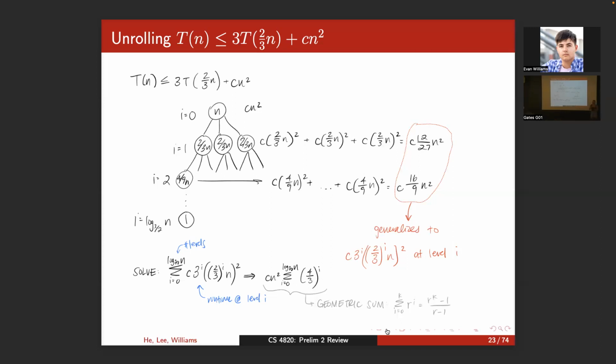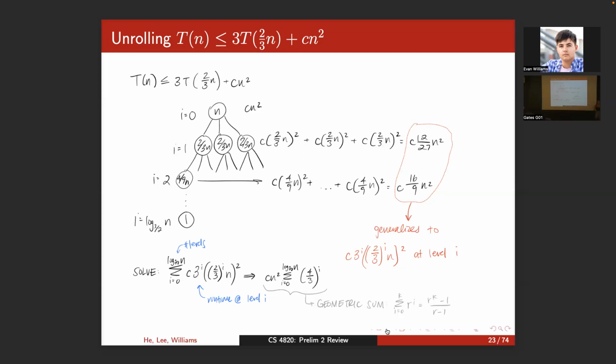And then the next step is going to be finding out the runtime at each level. So at the first level, it's just going to be c of n squared. The second level, we're cutting it down into smaller subproblems. So it's going to be c times (2/3 n) squared. And you're going to add that up 3 times, and that's going to account for the runtime for that level. And you're going to continue doing that down.